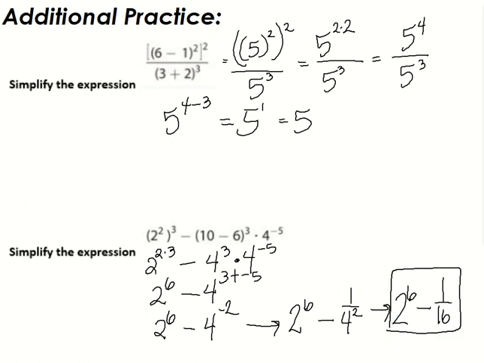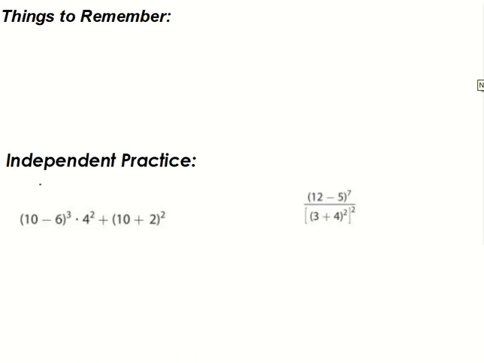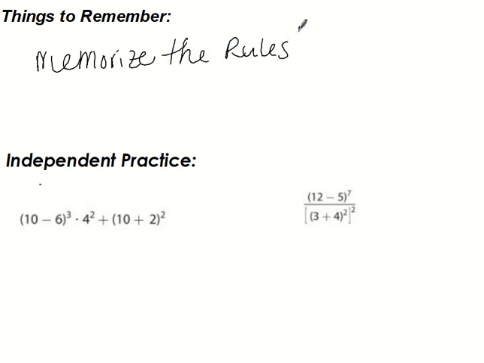Make those adjustments. All right, so that's it. And so things to remember is just memorize your rules again. And then here's your independent practice, super similar to what you just did in our practices. So make sure they get done, they have to be done, or they're going to get marked missing. All right, until next time.